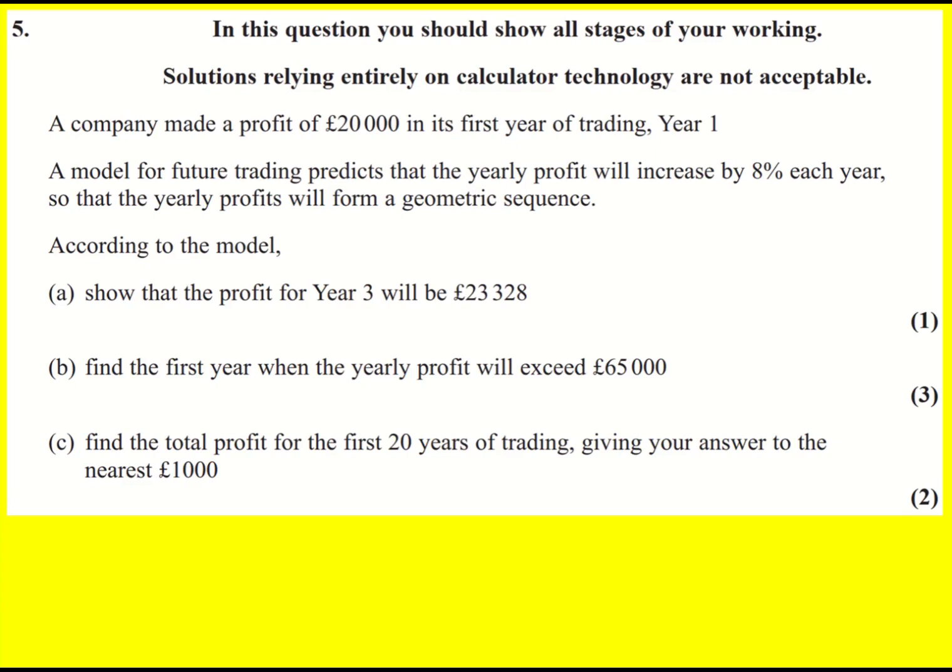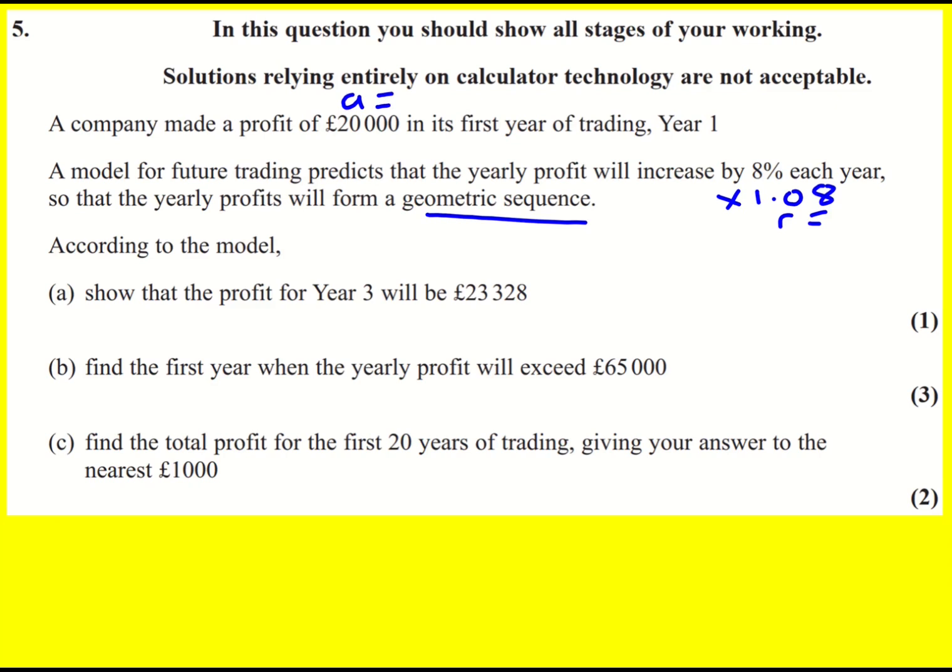A company made a profit of £20,000 in its first year of trading, year one. A model for future trading predicts that the yearly profit will increase by 8% each year, so every year will be times by 1.08. So the yearly profits will form a geometric sequence. That's going to be our common ratio, and this is going to be our a.